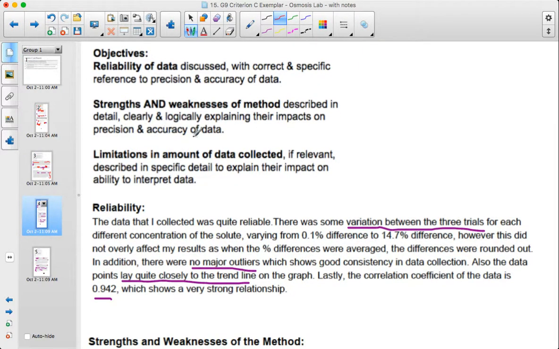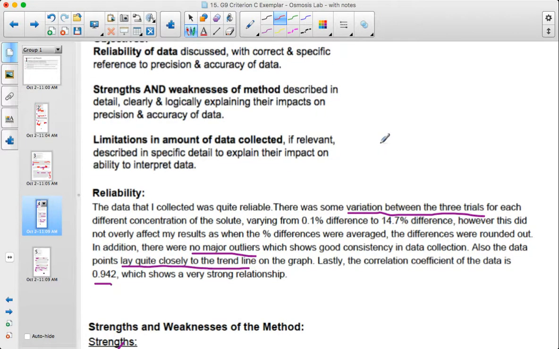The strengths and weaknesses of the method are described in detail, clearly and logically explaining their impacts on the reliability of the data, and limitations in the amount of data collected, if relevant, is described in detail to explain its impact on your ability to interpret data. So I'll try to explain what all of those mean with these examples.